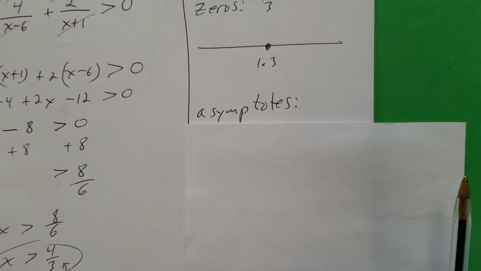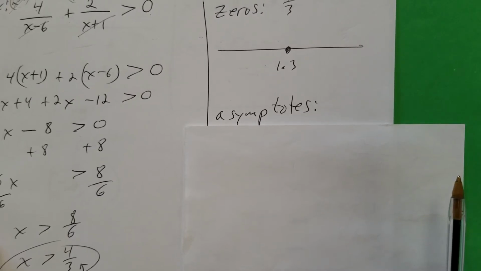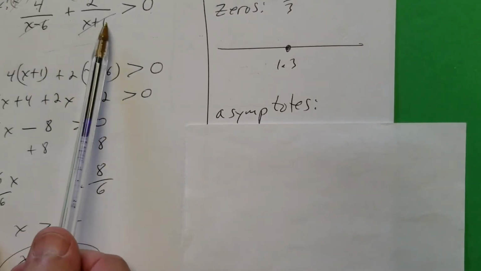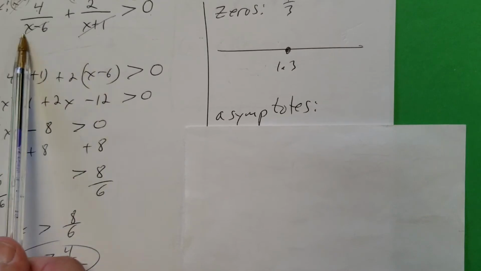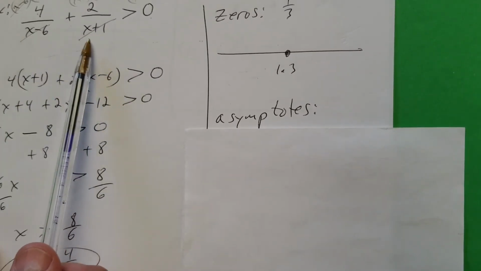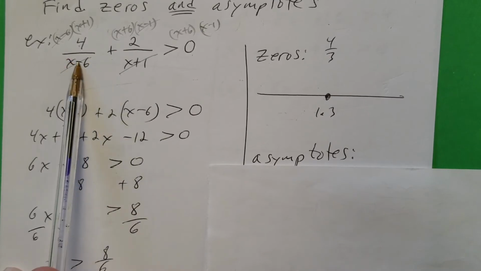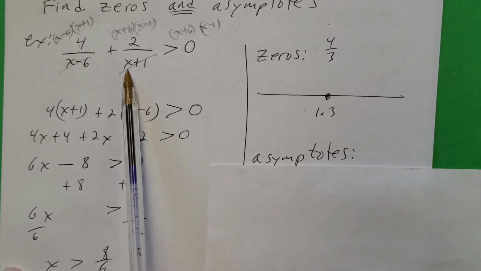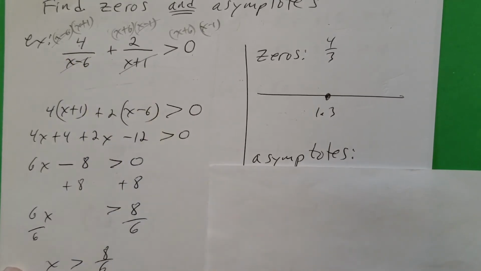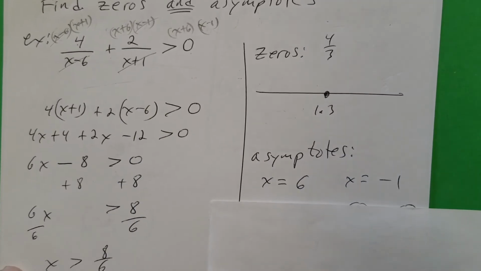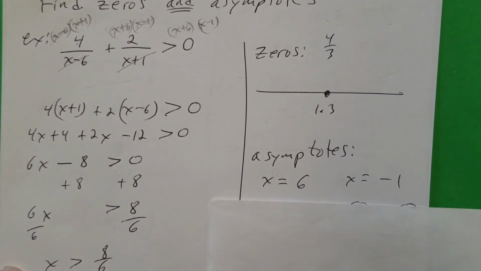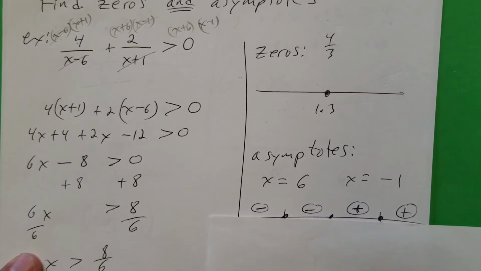How do you find the asymptotes? Well, when is the bottom equal to 0? What x makes the denominator 0? Well, that's easy to see. Here, x equals 6 makes this 0, so that's got to be an asymptote. And x equals negative 1. So that's an asymptote. So these are the asymptotes, 6 and negative 1.